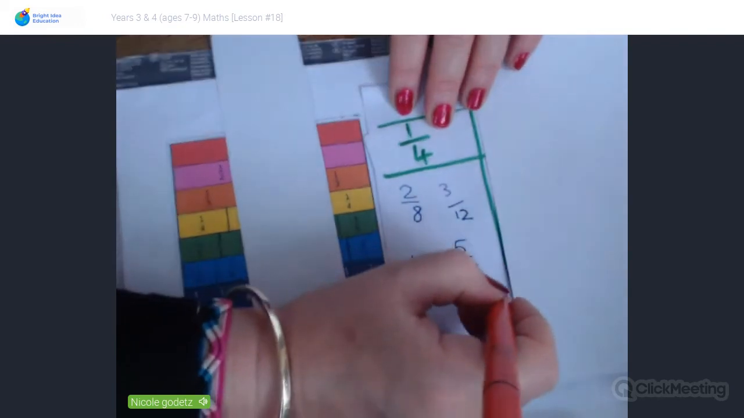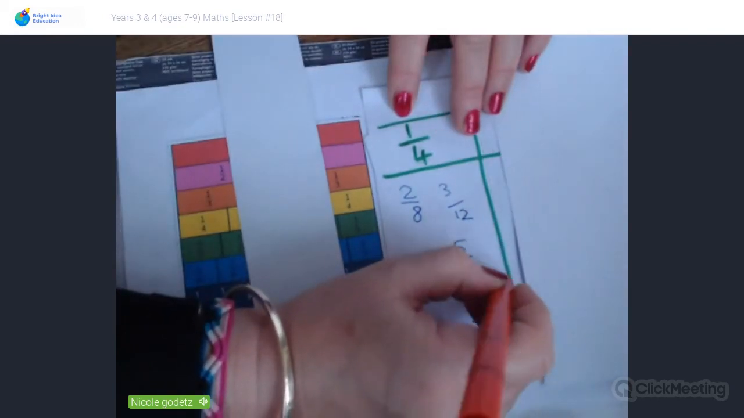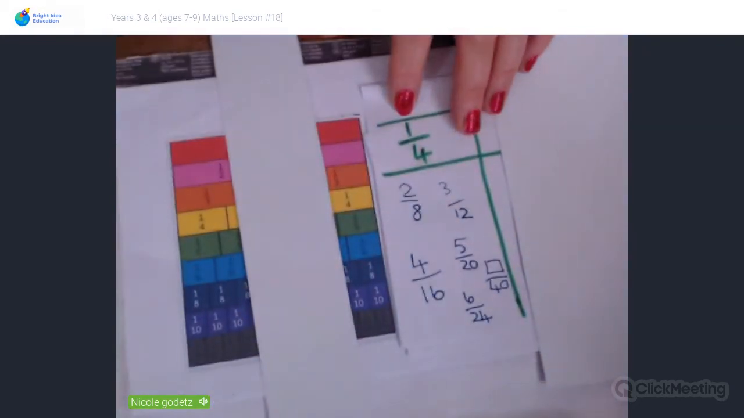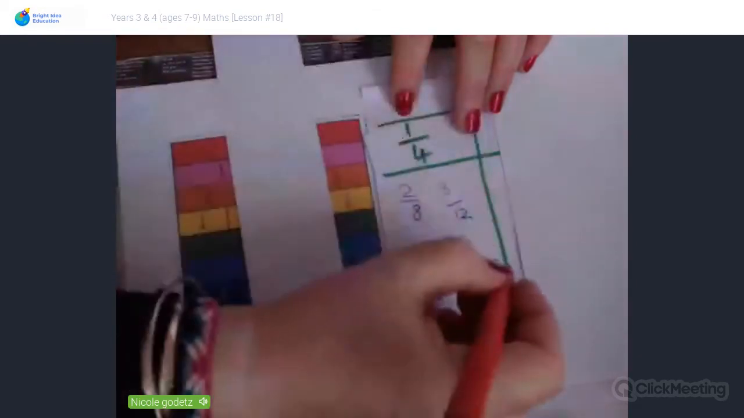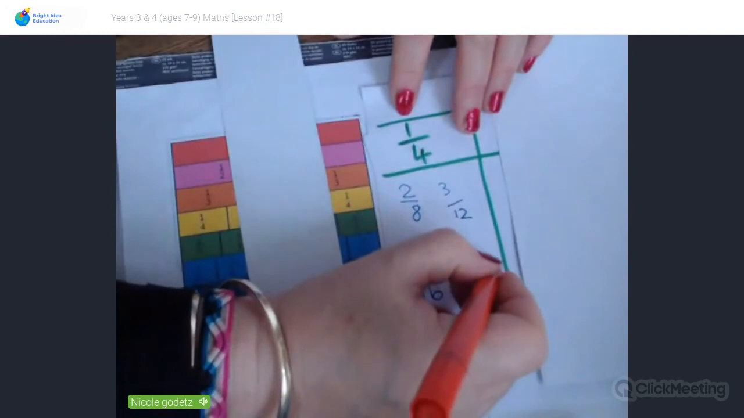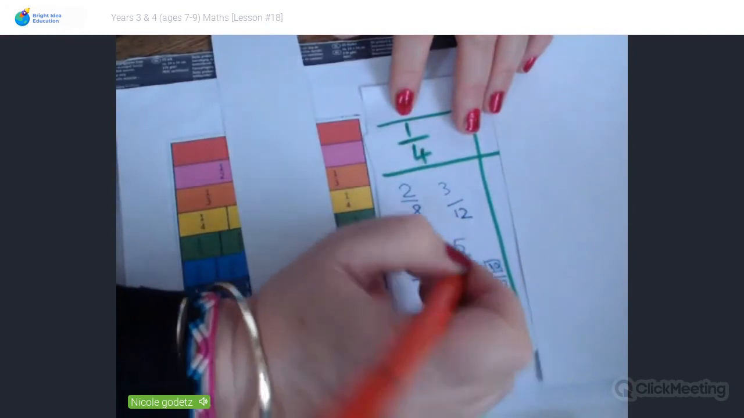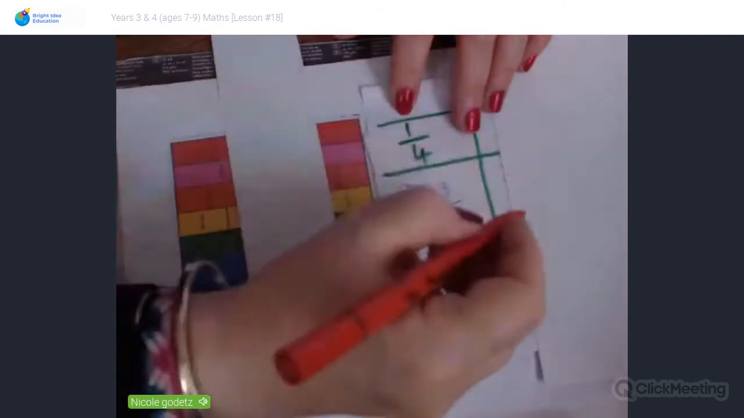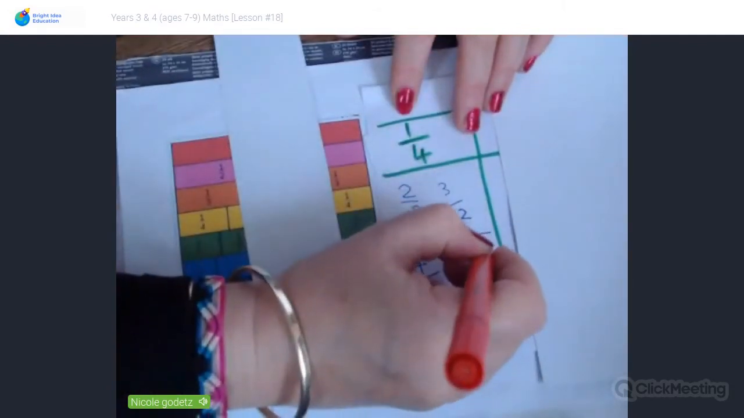How many 40ths are equal to a quarter? Exactly. The bottom has to be 4 times as big as the top. How many 60ths are equal to a quarter?